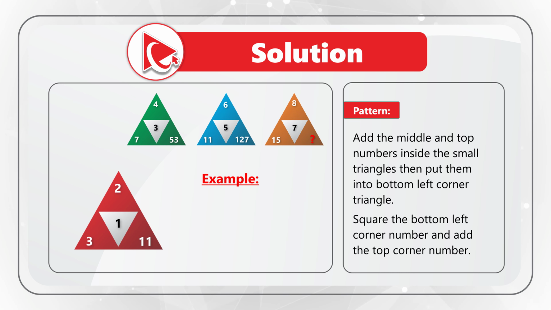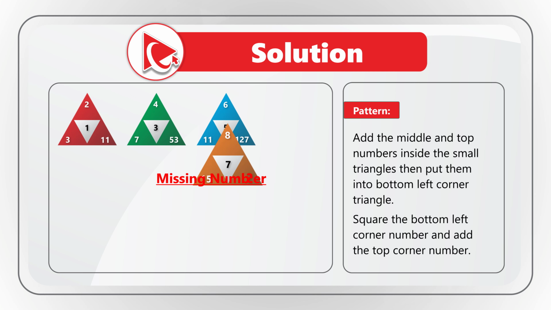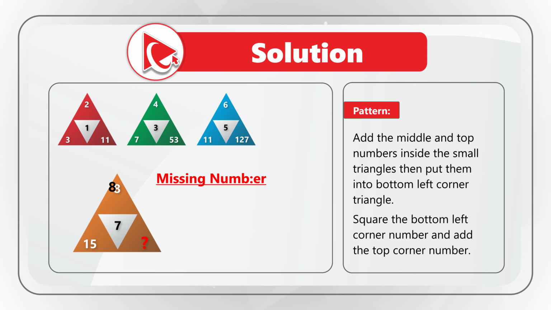Let's look at the first triangle. 2 plus 1 equals 3. 3 square equals 9. And 9 plus 2 equals 11. Armed with this information, let's find the missing number. First, let's add 8 plus 7, top and the middle numbers. 8 plus 7 equals 15.